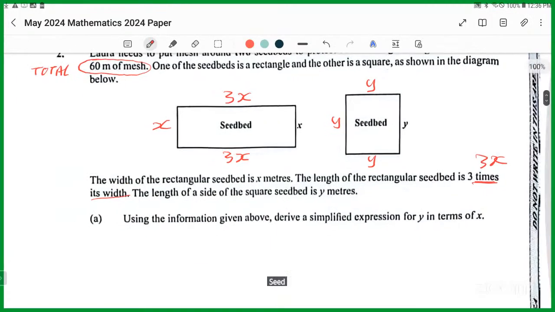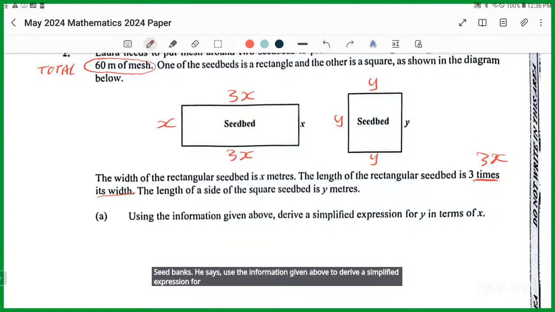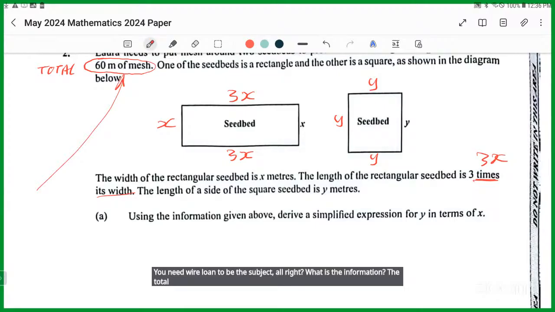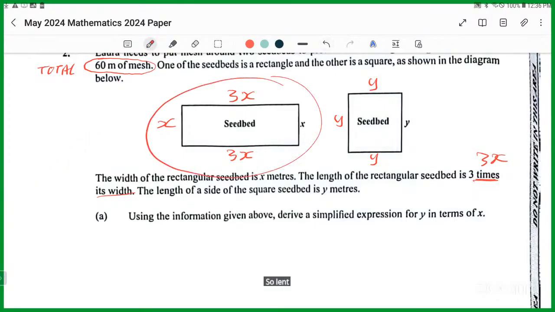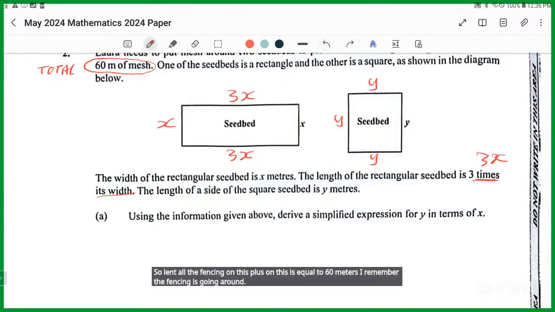It says, use the information given above to derive a simplified expression for y in terms of x. This means you must get a formula for y equals something something x. Y must be the subject. That's what I mean by y in terms of x. You need y alone to be the subject, all right? What is the information? The total length of the fencing is 60 meters altogether. So the length of the fencing on this plus on this is equal to 60 meters. Remember, the fencing is going around, so that's the perimeter of the two seedbeds.